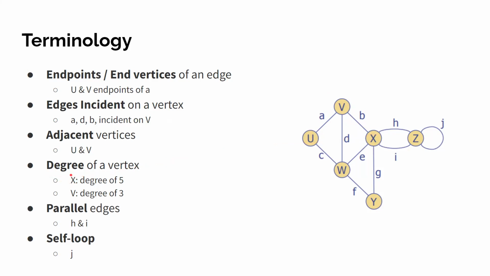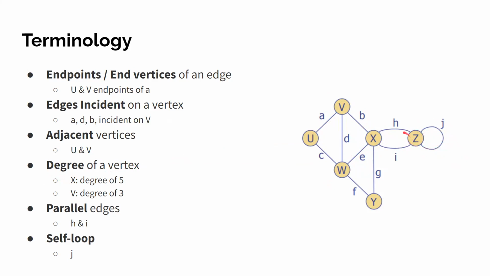Let's see, degree of a vertex. So X has a degree of 5. It is basically just counting all the incident edges. So 1, 2, 3, 4, 5. V has a degree of 3. 1, 2, 3. Z also has a degree of 3. 1, 2, 3.